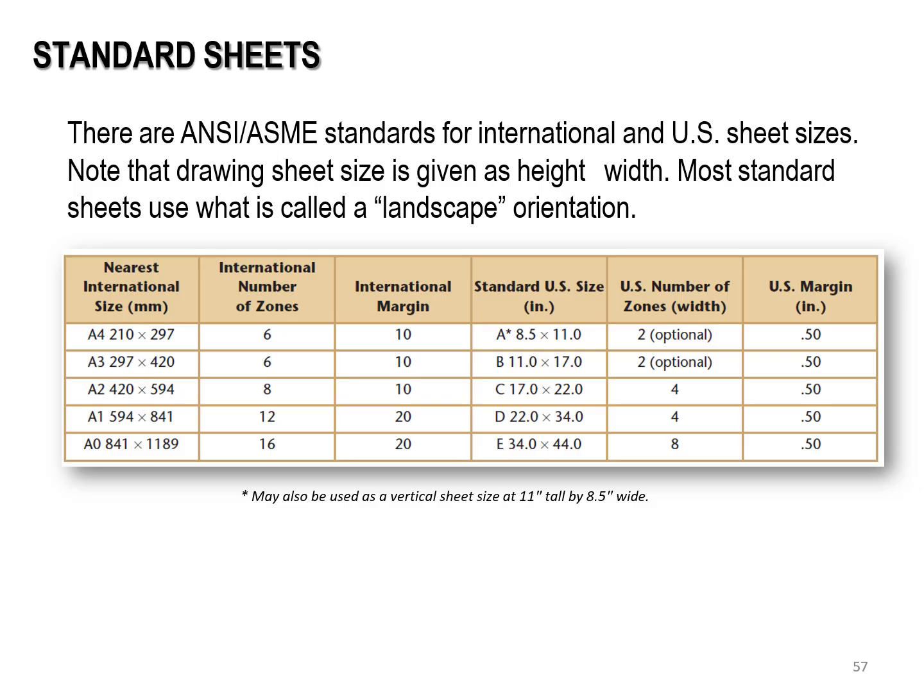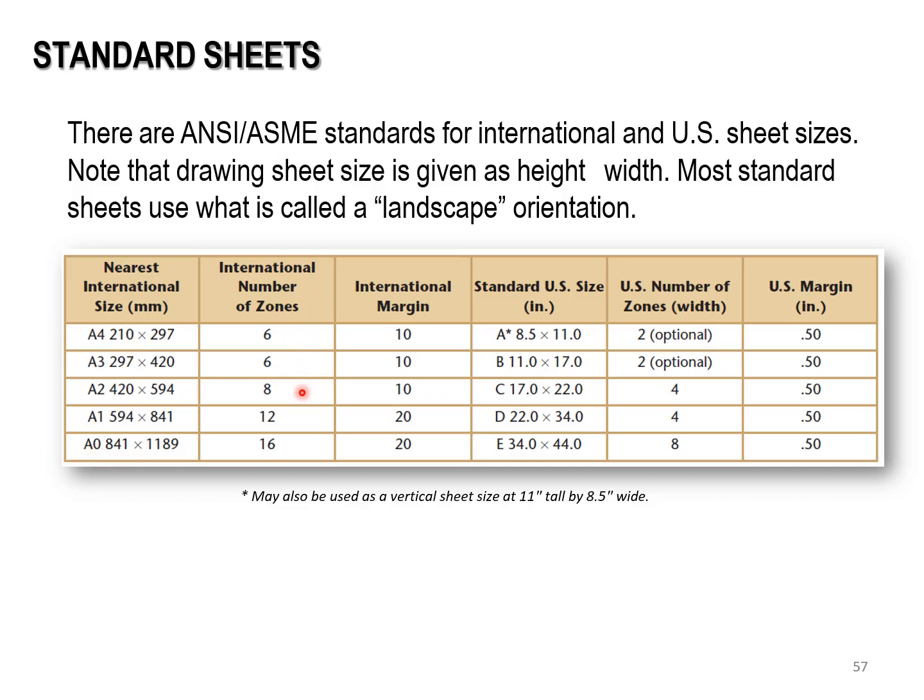Some standard sheets we have, as we mentioned earlier, are from the American National Standards Institute and the American Society of Mechanical Engineers for the international and the US sheet sizes. Note that the drawing sheet is given as a height and width, and most standard sheets are in what is called the landscape orientation. So we have the landscape and we have the portrait. The size is once again the height multiplied by the width. The smallest is A4, the largest is A0.